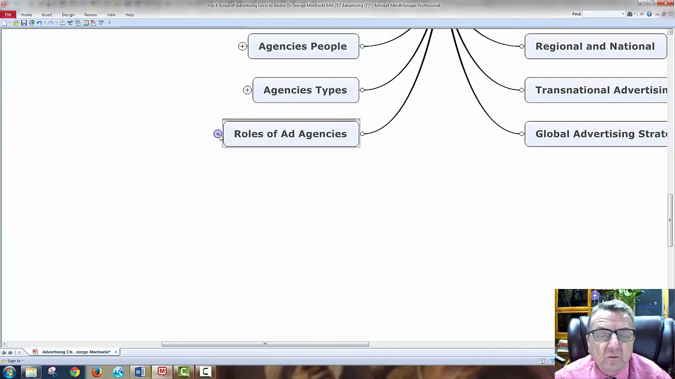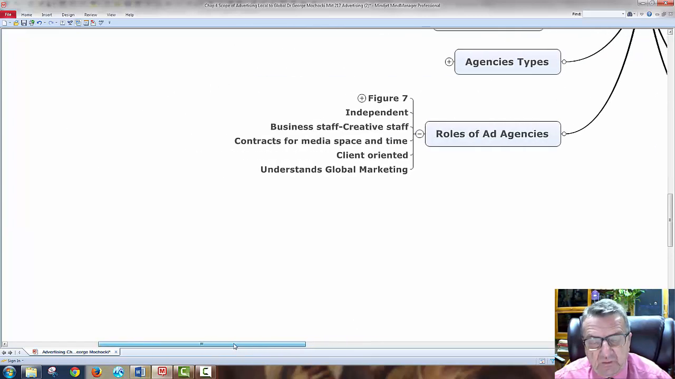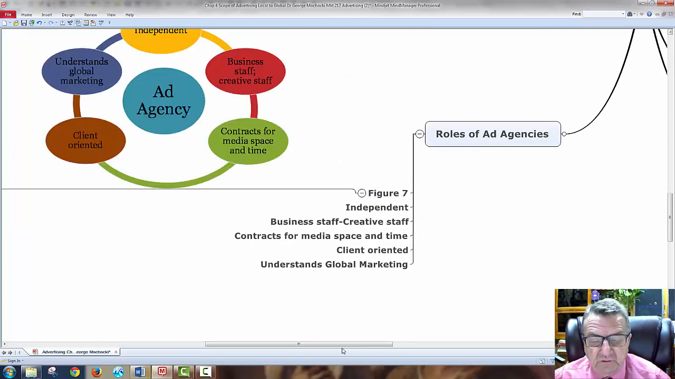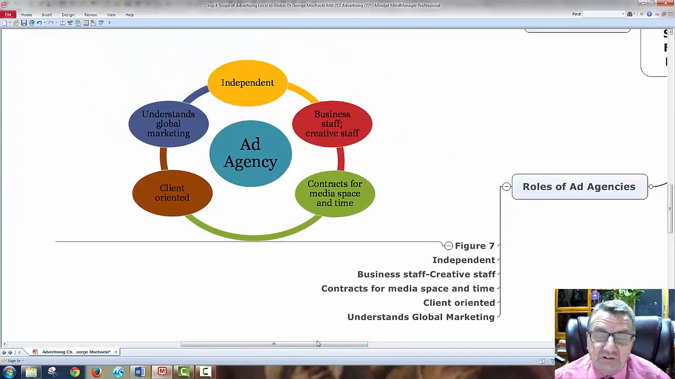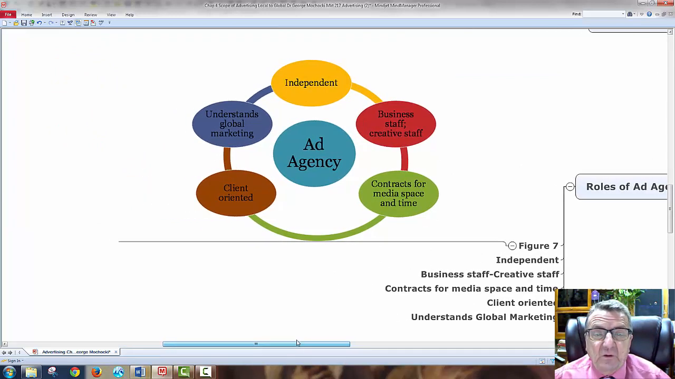Okay, now let's look at the role of ad agencies. When I'm hiring ad agencies, now I'm going to go in here and I'll just use a figure because, remember, it's a little bit easier to see. And plus for advertising, it gives a little color in here, so I'm not always talking.